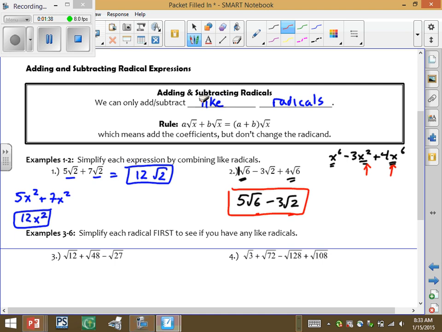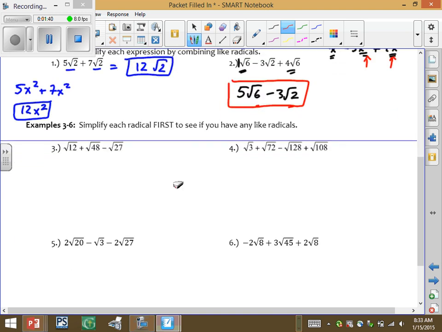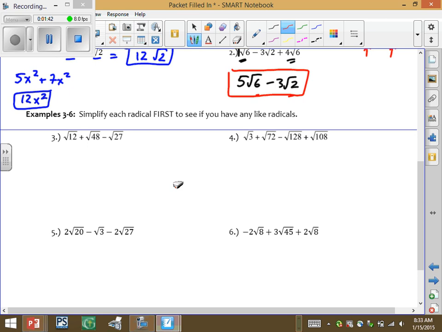So this is where it's going to come full circle with the stuff we've been doing for a couple days. Sometimes you have to simplify the radicals first, and then we can combine like radicals. So initially, number 3, square root of 12, square root of 48, square root of 27, those are not the same. That's like x to the 12th, x to the 48th, x to the 27th.